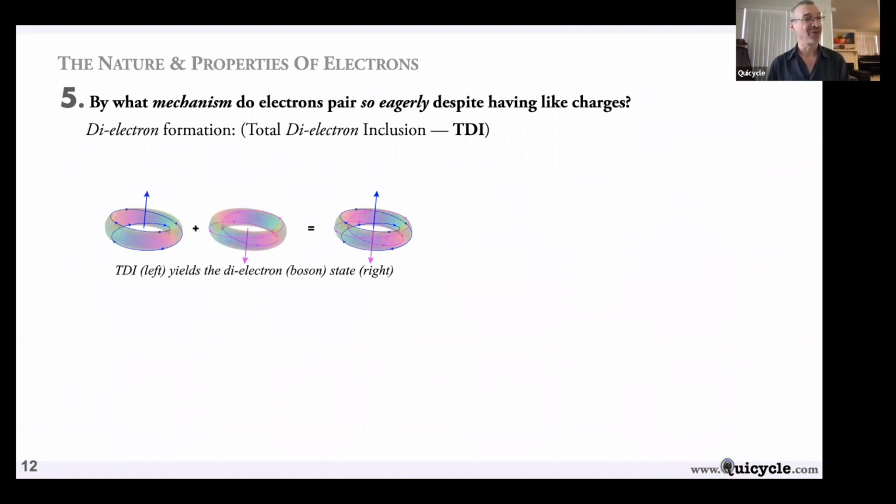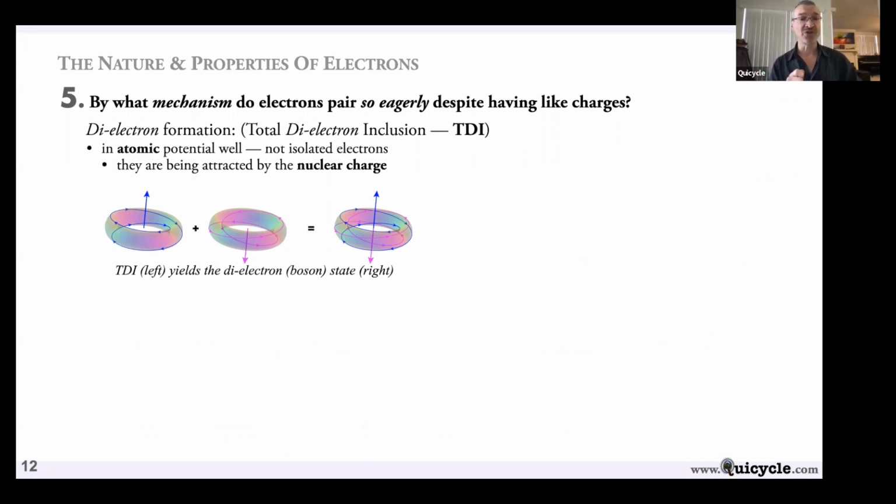Okay, so question 5. What is the mechanism by which electrons can pair despite having like charges? So here we see two electrons with opposite spins that are also anti-parallel, that are superimposing upon one another to create the di-electron state. John likes to call this total di-electron inclusion.